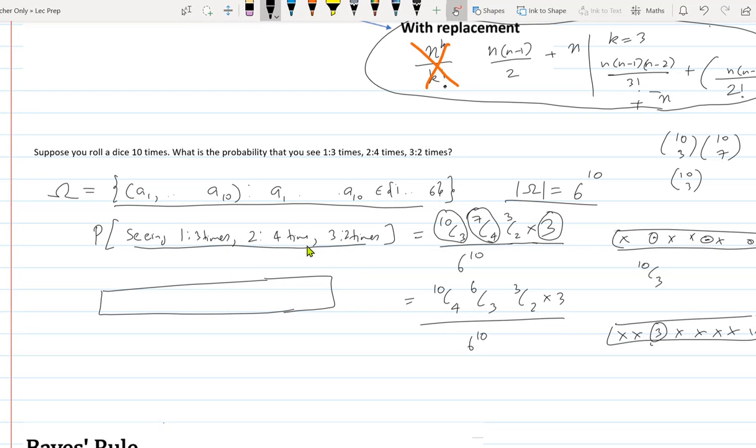Now only 3 places are remaining. From the 3 places, I want to put 3, sorry, 2 times. From 3 places, I have to choose 2 places. Now 1 place is remaining. Now I have to assign some number at that 1 place, and that number cannot be 1, cannot be 2, cannot be 3. It can be only 4, 5, 6. So that's why I need to multiply by 3.